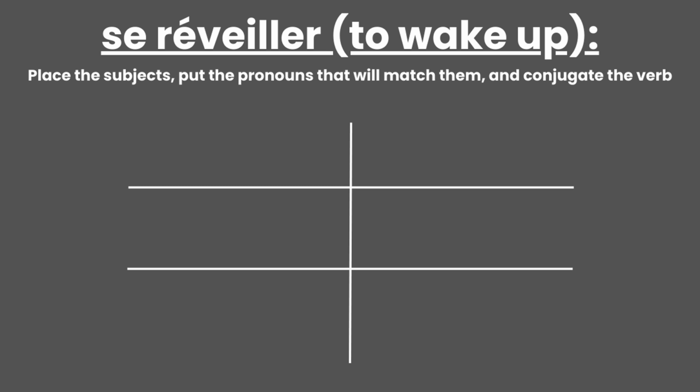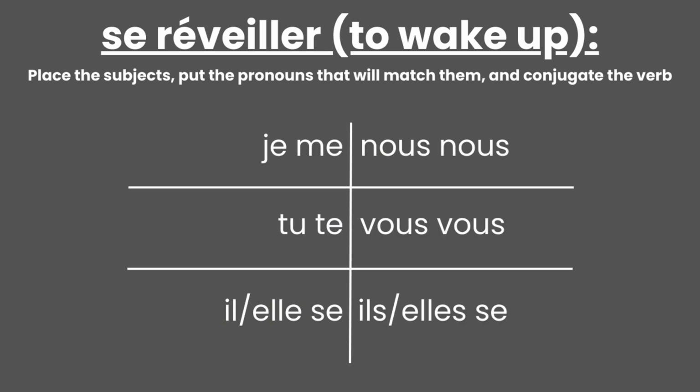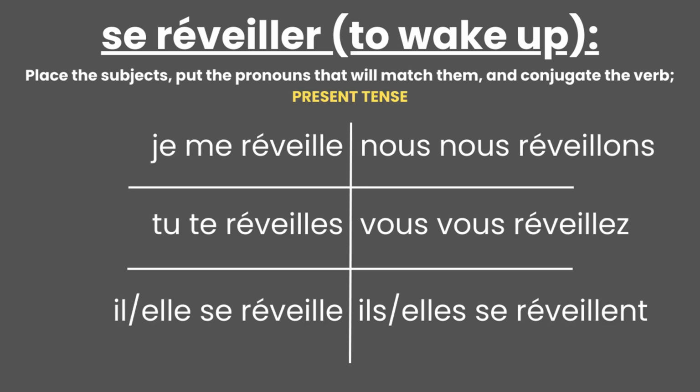To conjugate this verb in French, we place the subjects, then put the pronouns that will match them, and then conjugate the verb. Je me réveille. Tu te réveilles. Il, elle se réveille. Nous nous réveillons. Vous vous réveillez. Il, elle se réveille.